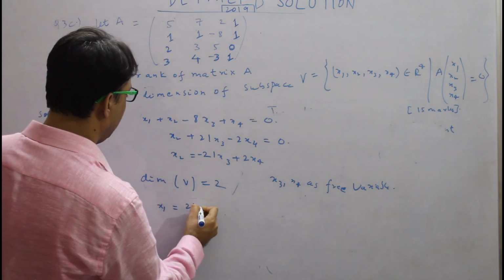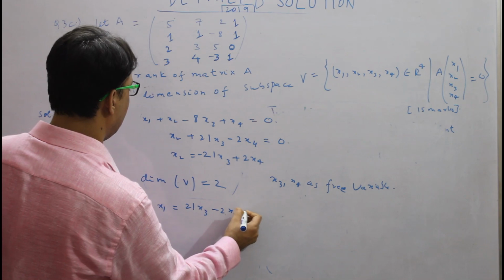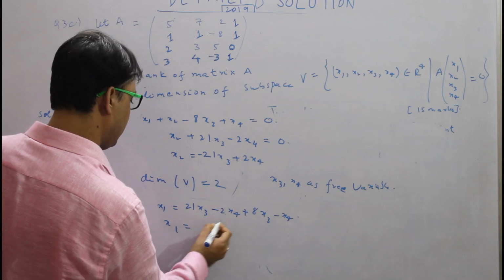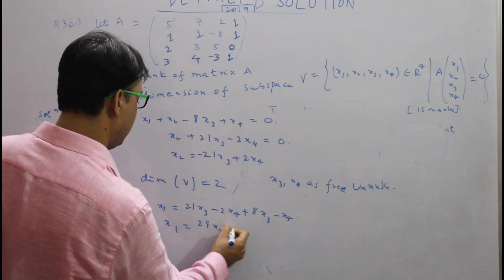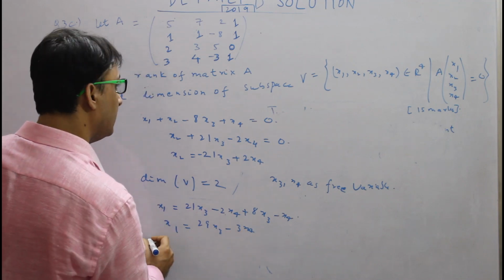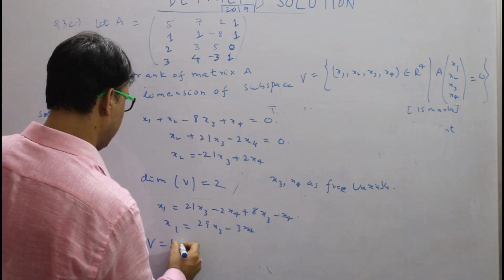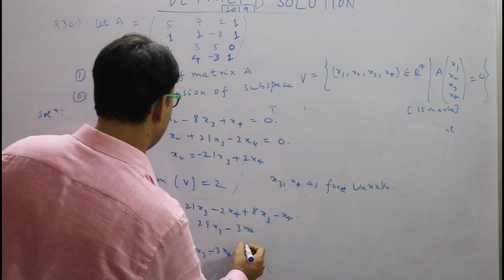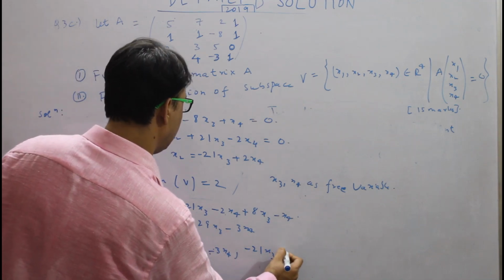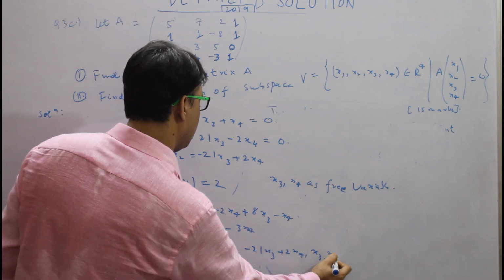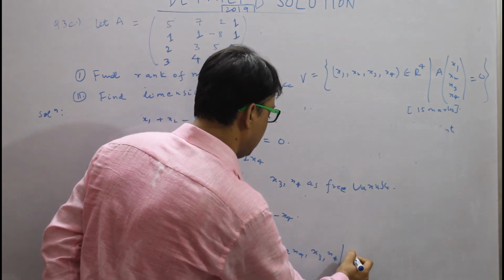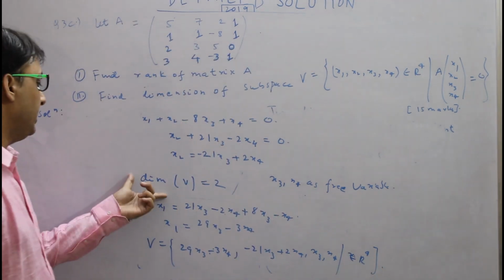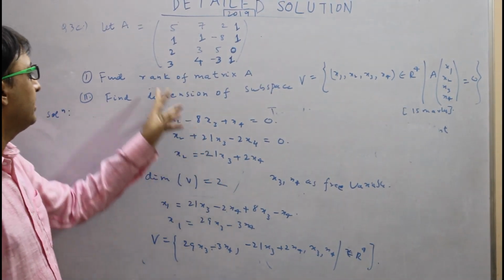21x3 minus 2x4 minus 8x3 plus x4. So we get x1 is equal to 29x3 minus 3x4. So we get our V as x1 is 29x3 minus x4, x2 is minus 21x3 plus 2x4, x3, x4, and this one belongs to R to the power 4. So we are done with this. We have found the dimension, that is 2, and rank is also 2.